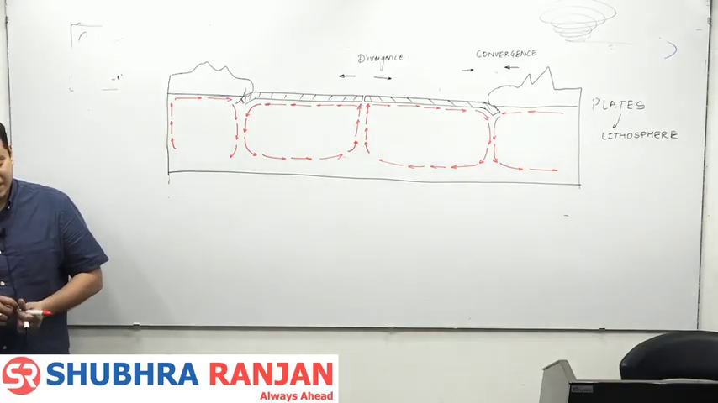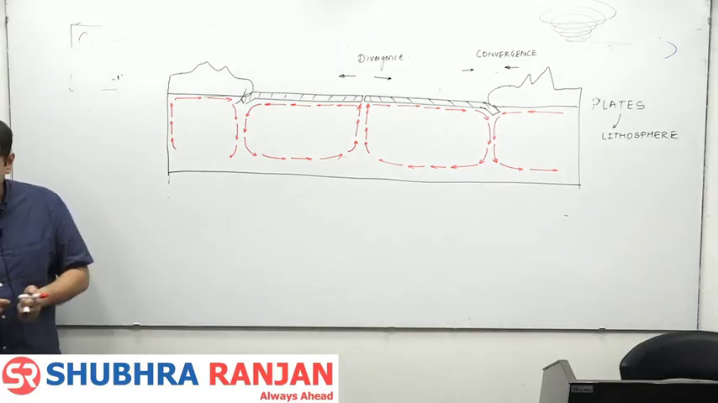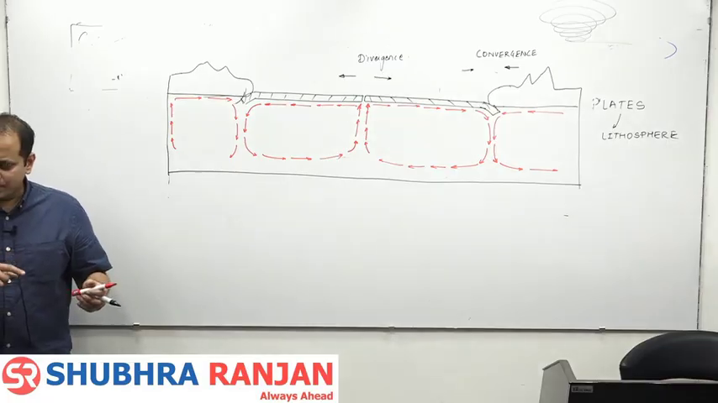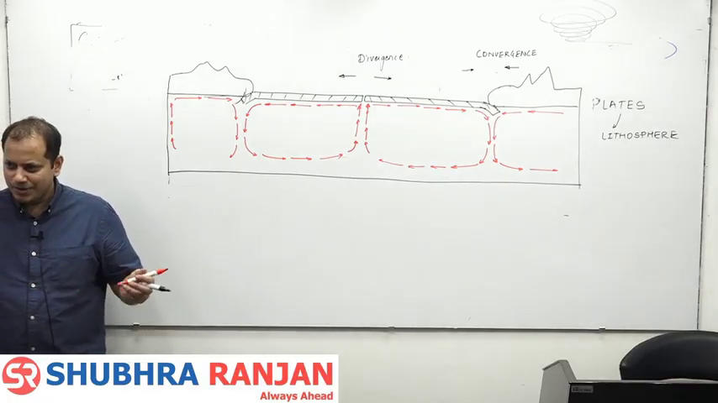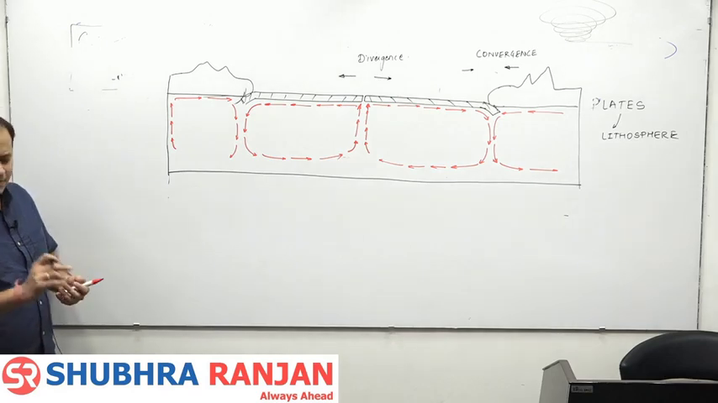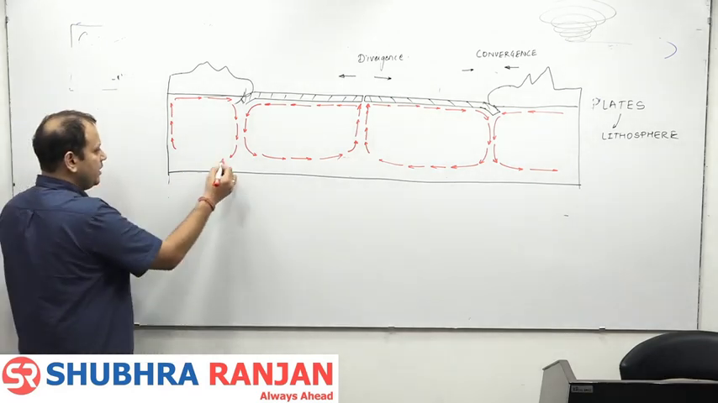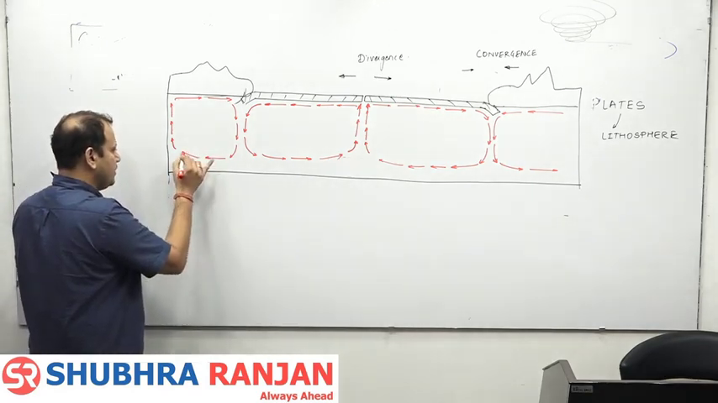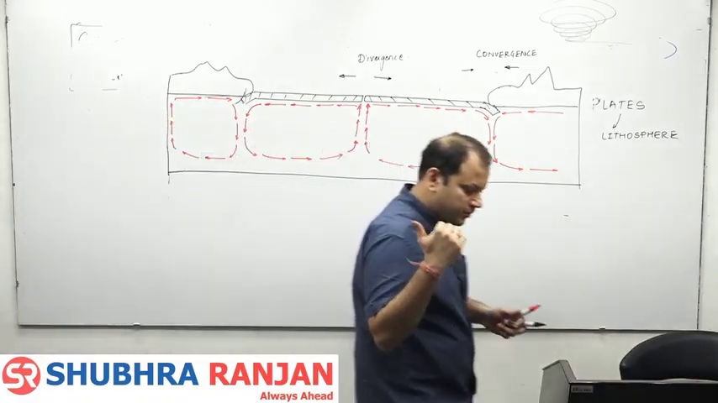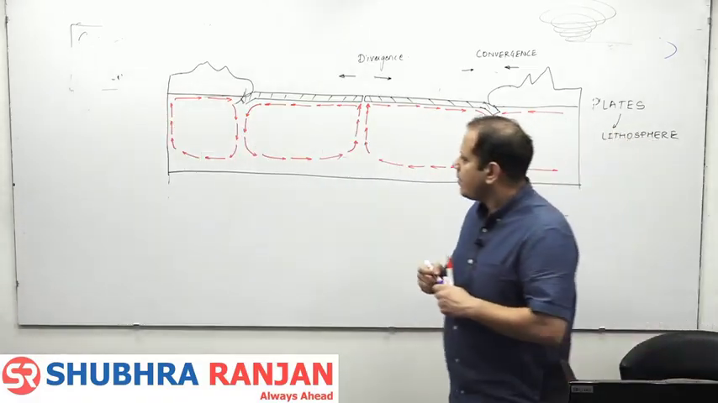Who told all this later? Arthur Holmes. And this is the convectional current theory. What did Wegener say? Tidal force. No tidal force. What did Kober say? Contraction. No contraction. It is because of the heated asthenosphere that the convectional currents are generated and their direction is not constant and therefore creation and destruction keeps on happening. So you can draw this diagram.